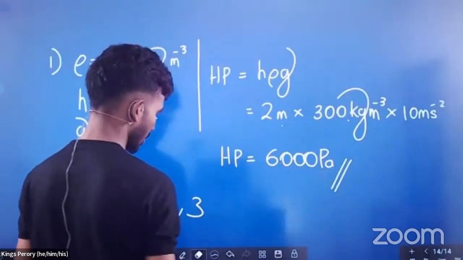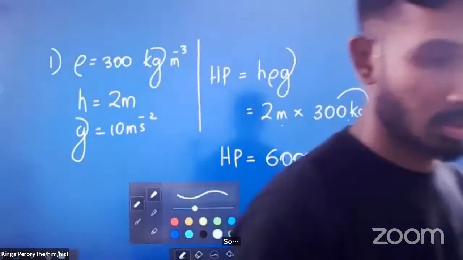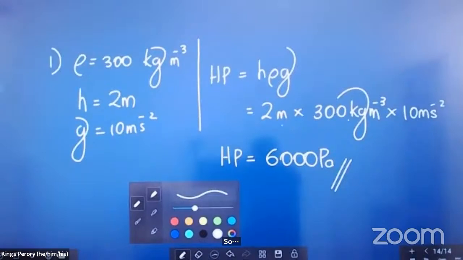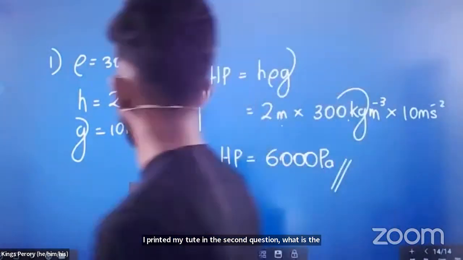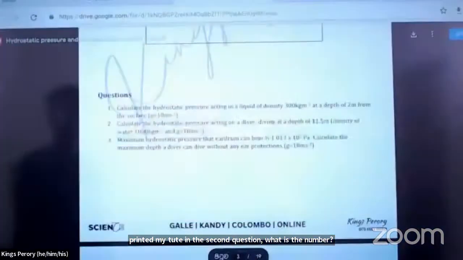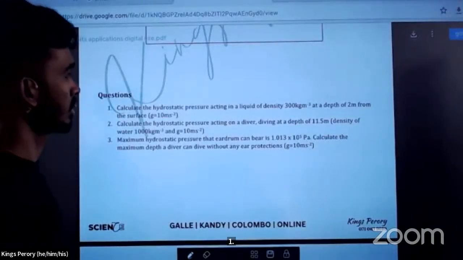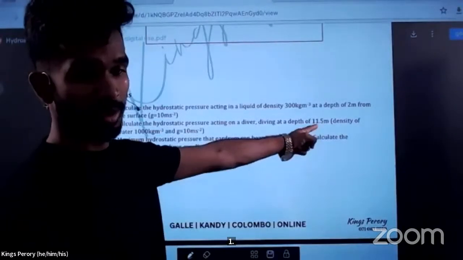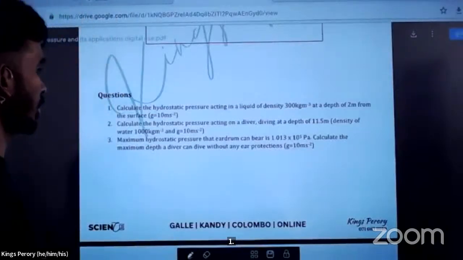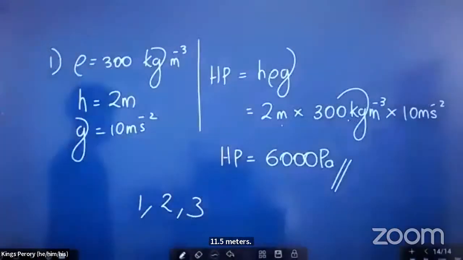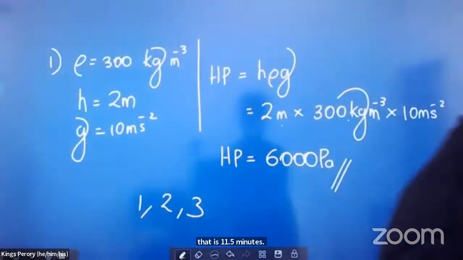Sir, yeah, I printed my tute. In the second question, what is the number? 1.5 meters? Depth is 11.5 meters. Thank you, sir. Okay. I'll share the screen.